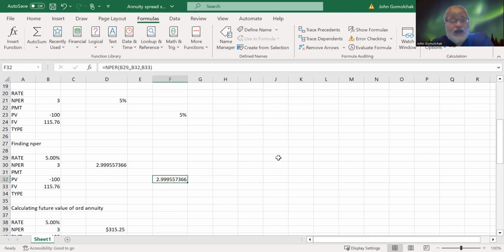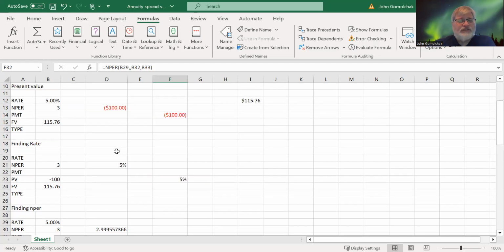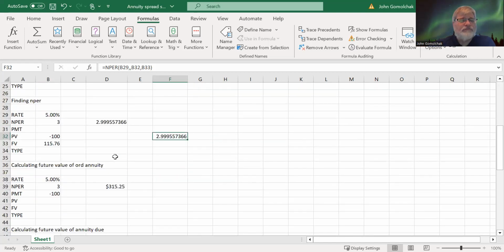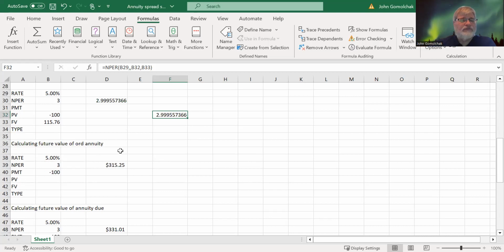Okay, so I was able to find the future value. I'm able to find the present value of a future number. I'm able to find the rate. I'm able to find the number of periods. What else? That's where we are. Okay. So finding the number of years.